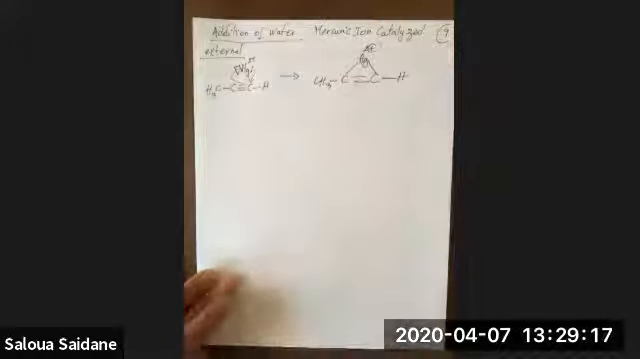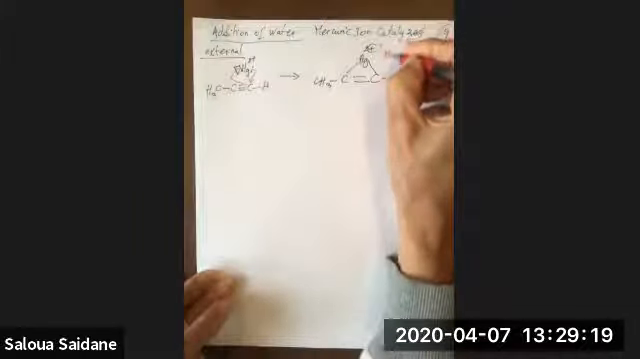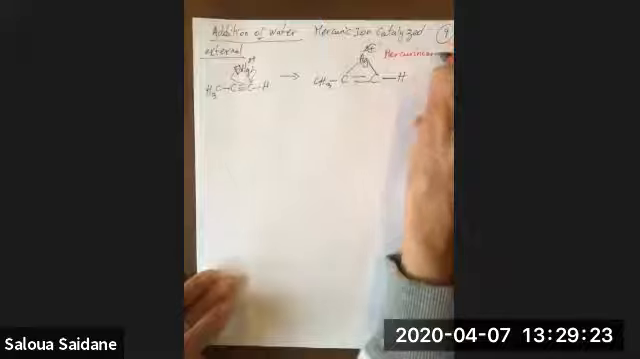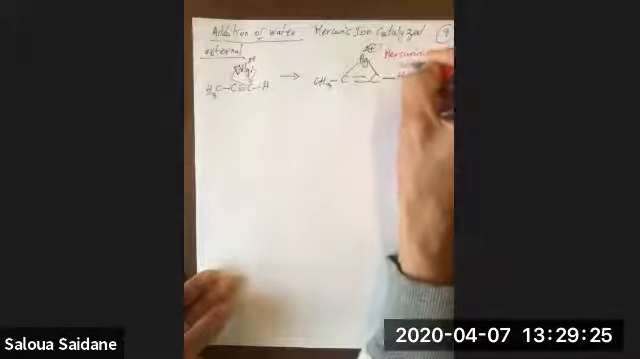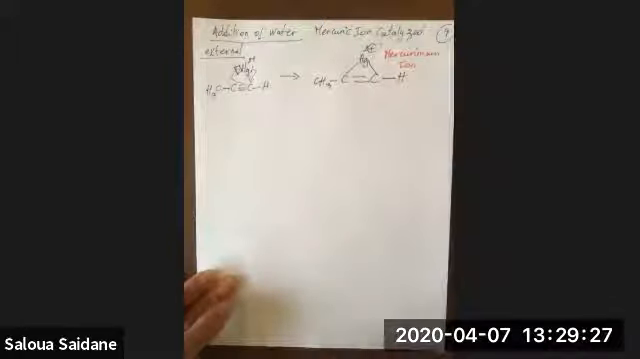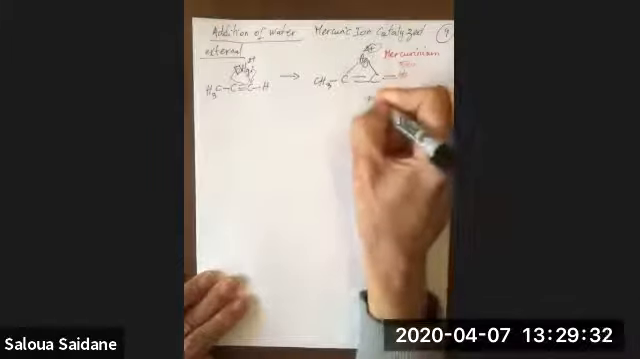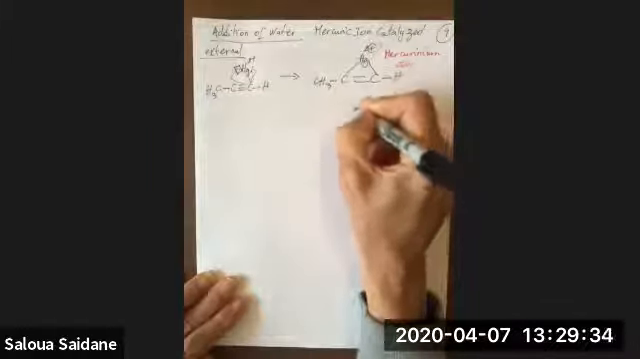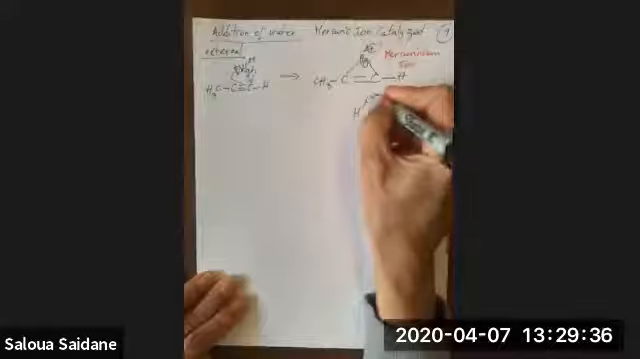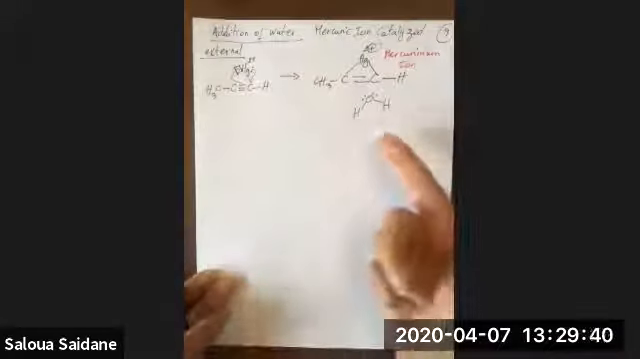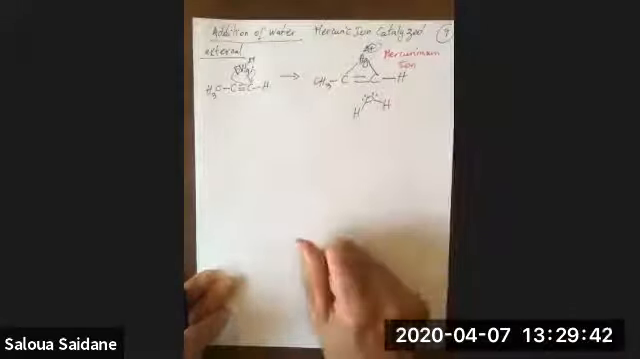This is called mercurinium, just like bromonium and chloronium. This is called mercurinium ion. And then our next step is to bring water. So I have water here, because remember, it's all about addition of water. So the question is, where would the water add, to the left or to the right?